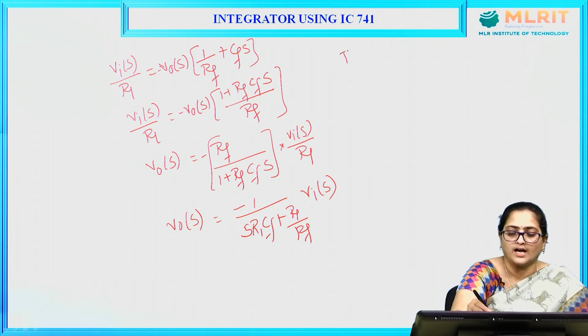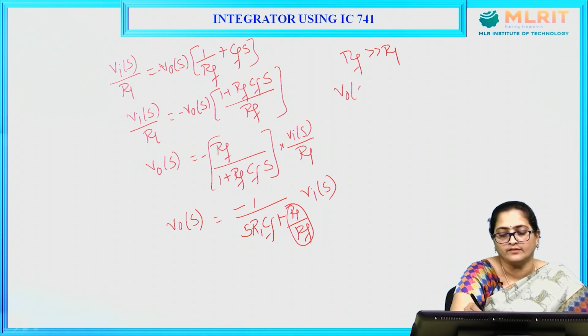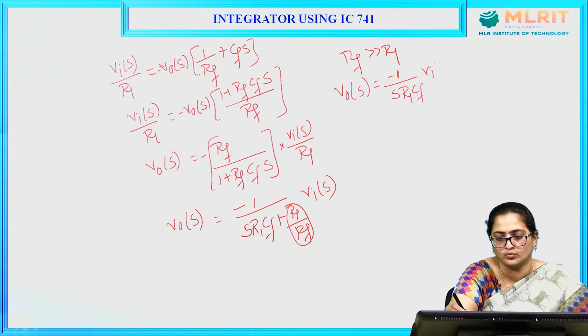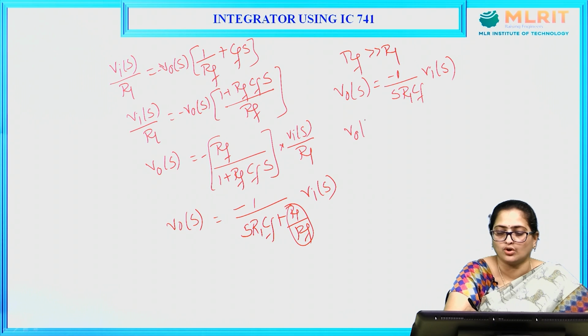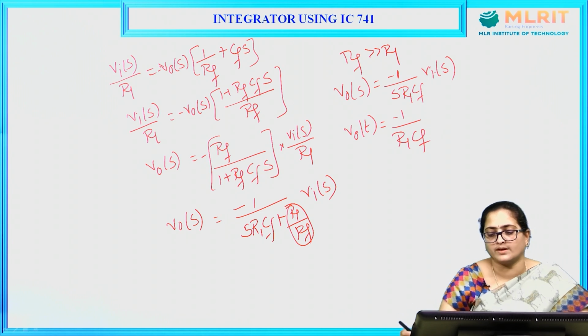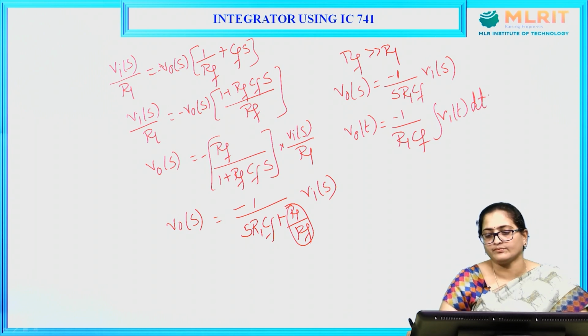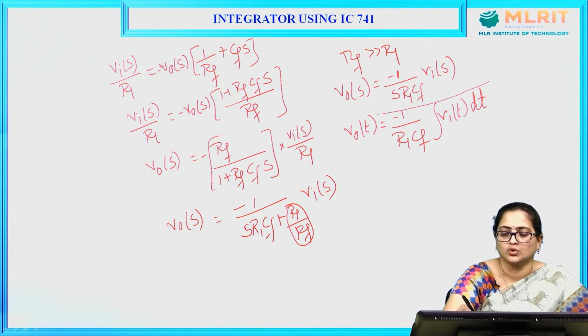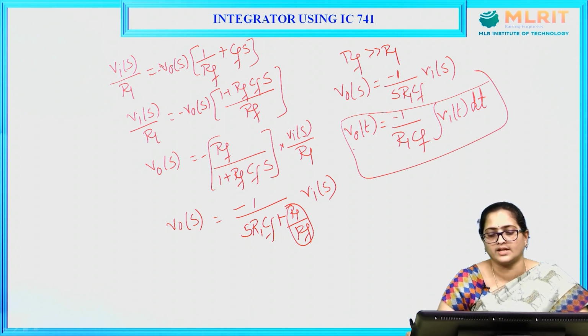By assuming the RF value is much greater than the R1 value and neglecting the R1/RF term, you can rewrite this as Vo(s) = -1/(s·R1·CF) times Vi(s). If you convert this into the time domain, you can write Vo(t) = -1/(R1·CF) times Vi(s)/s, which is the integral of Vi(t) dt.